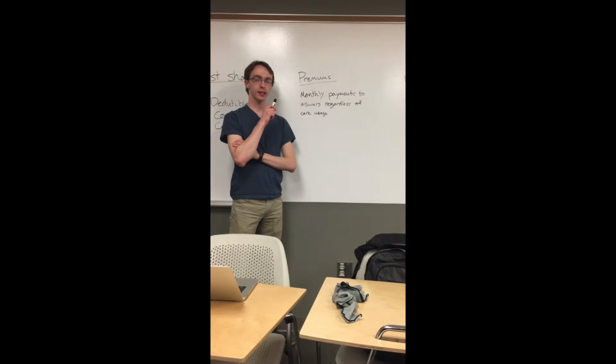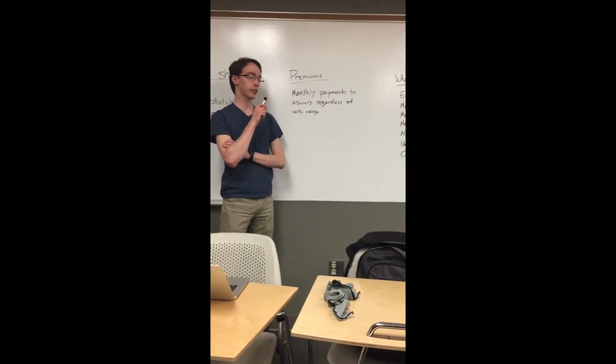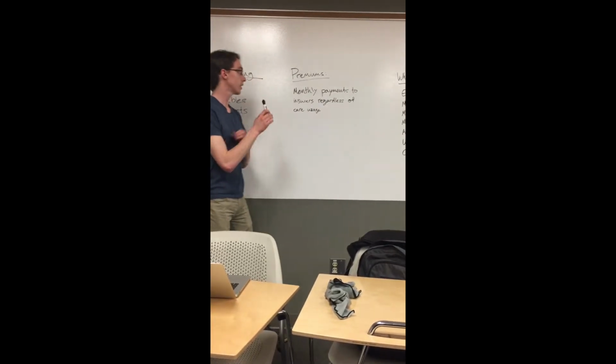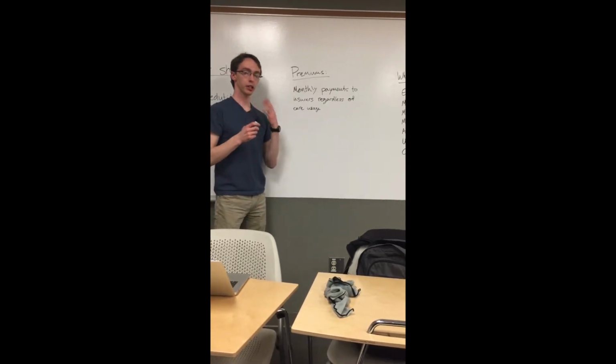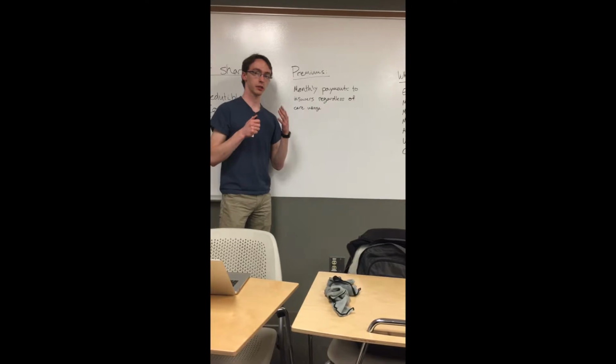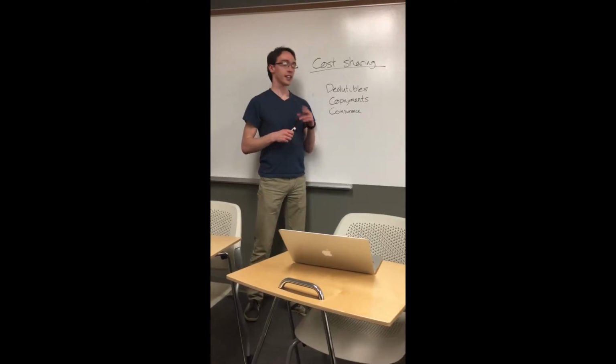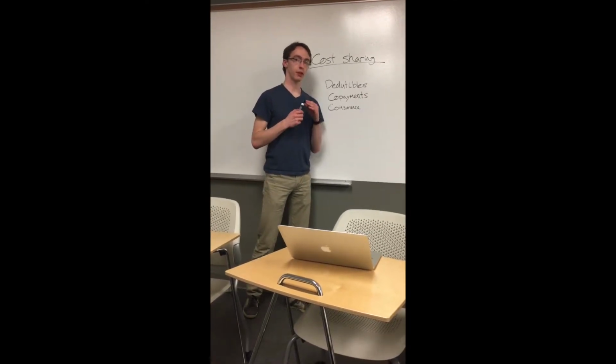So there are two ways that you pay for private insurance in the United States. The first is through premiums. These are monthly payments to the insurer regardless of the amount of care you use. The second is cost sharing, and there are three types of cost sharing.